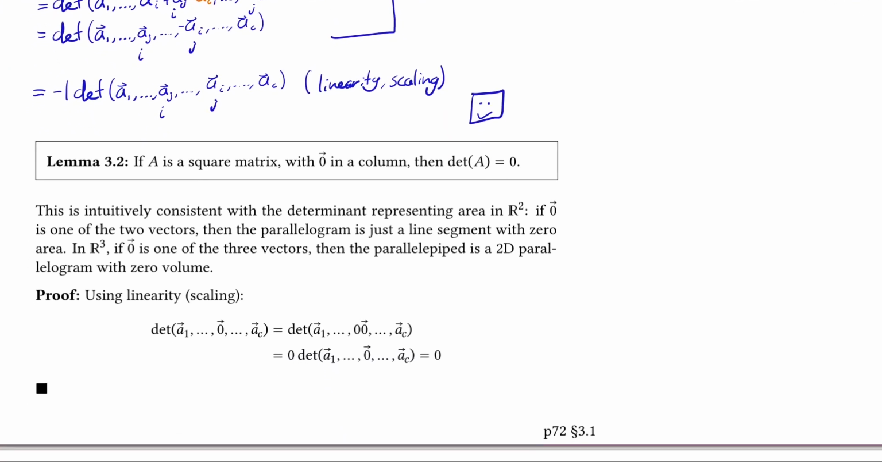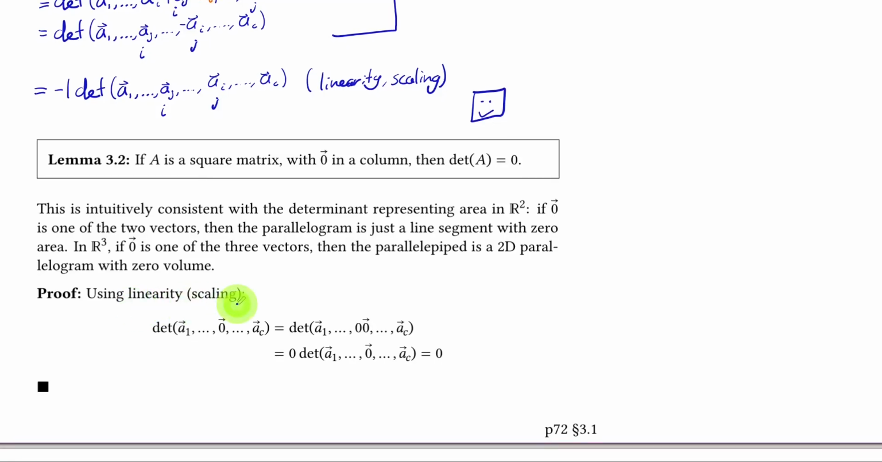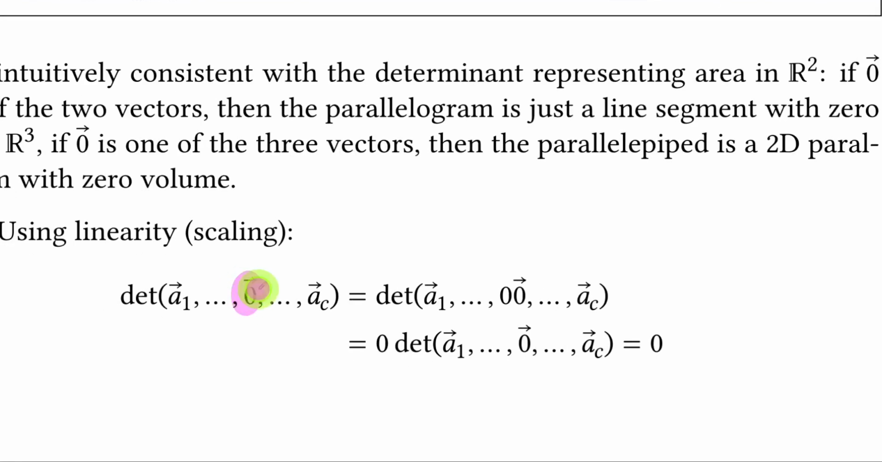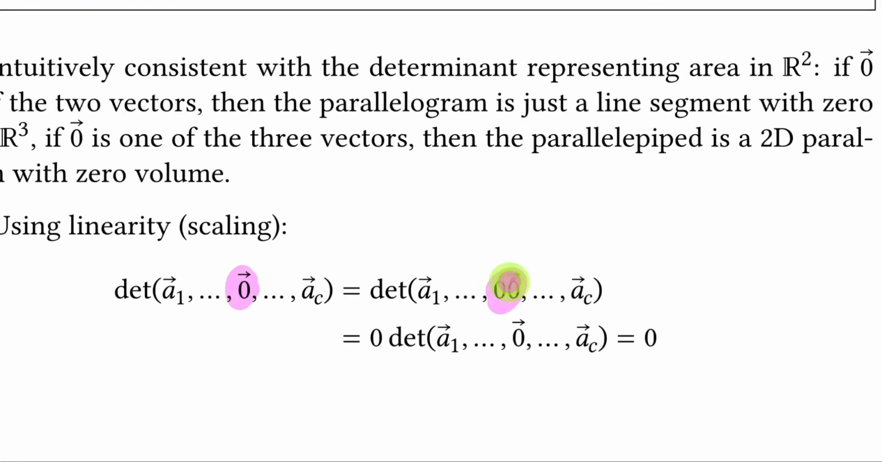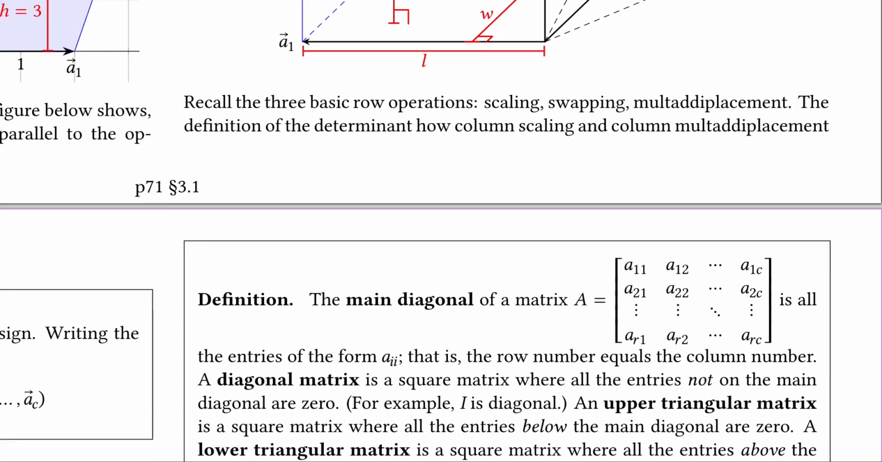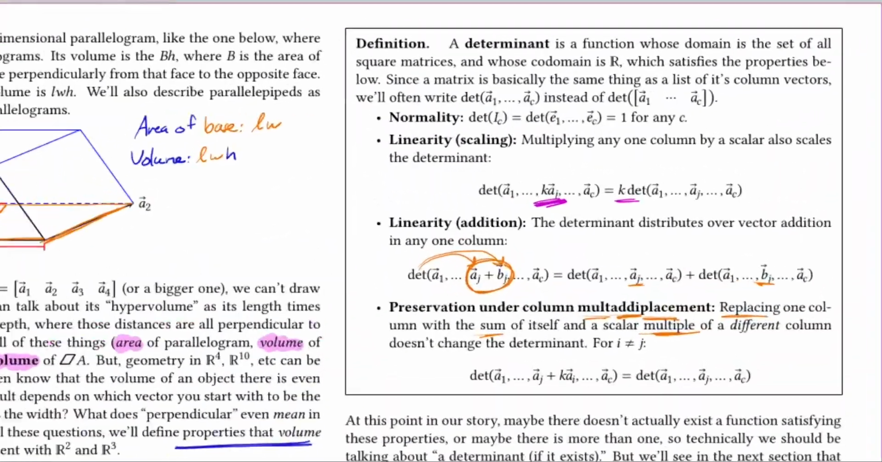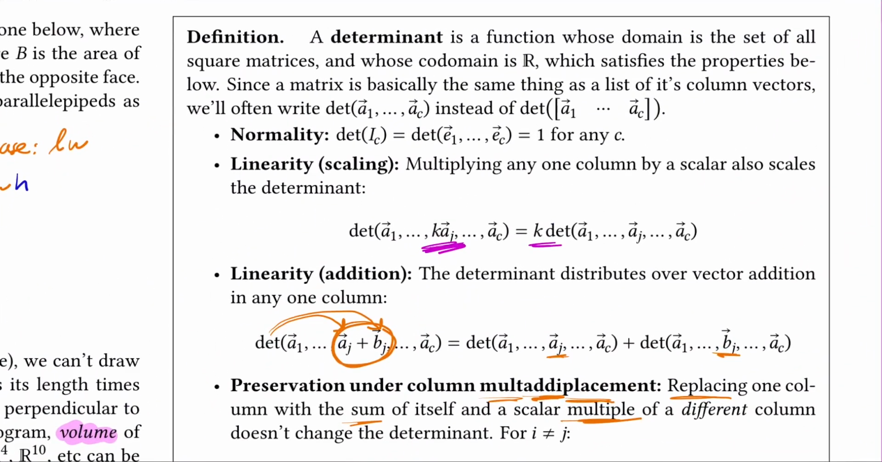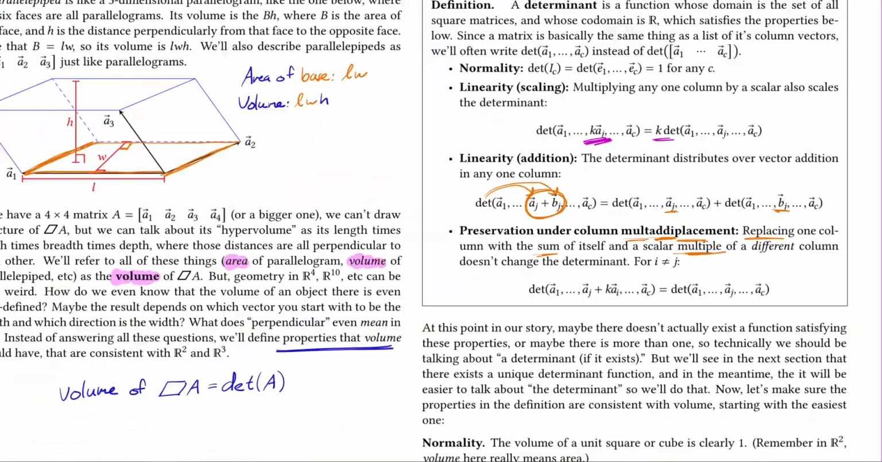The proof is really quick because we can just use linearity by scaling. Here, 0 is the same thing as 0 times 0, and you can just factor out that 0 using the scaling linearity rule. And 0 times any real number is just 0. So yeah, that's another way that these rules we defined before help make it so the determinant lines up with our concept of area.